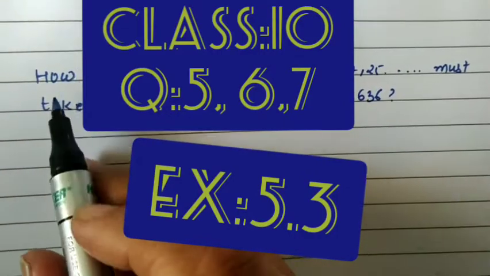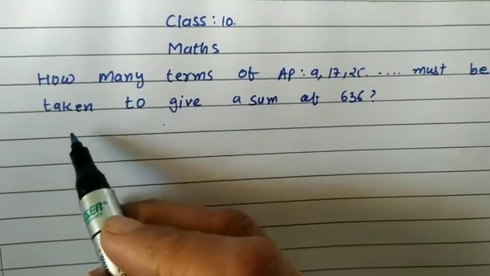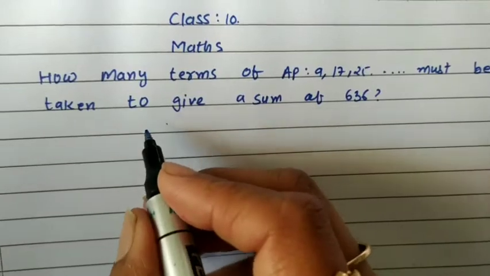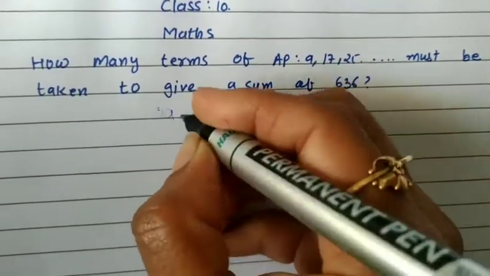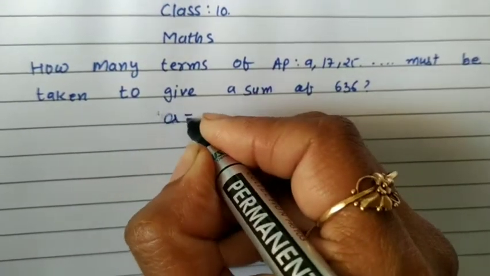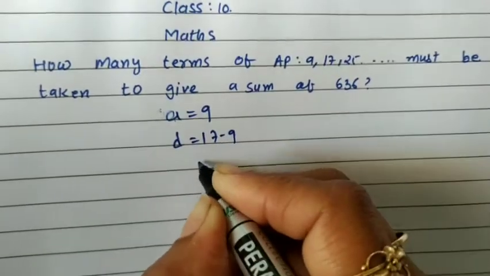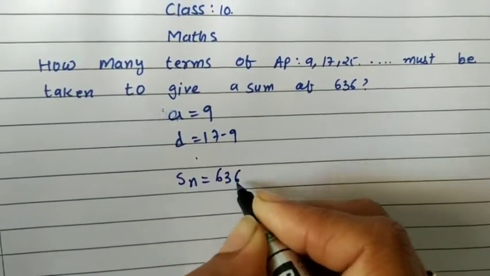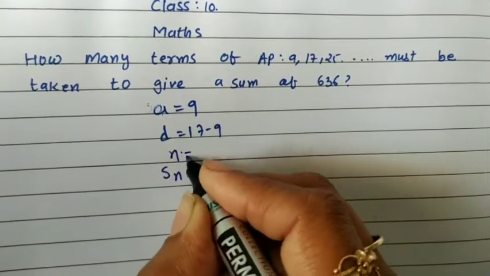So as you can see, how many terms of the AP must be taken to give the sum 636? So here let us write that our value of a is equal to 9, d is equal to 17 minus 9, and here Sn is given as 636. But what we have to find? How many terms, meaning n, we have to find.